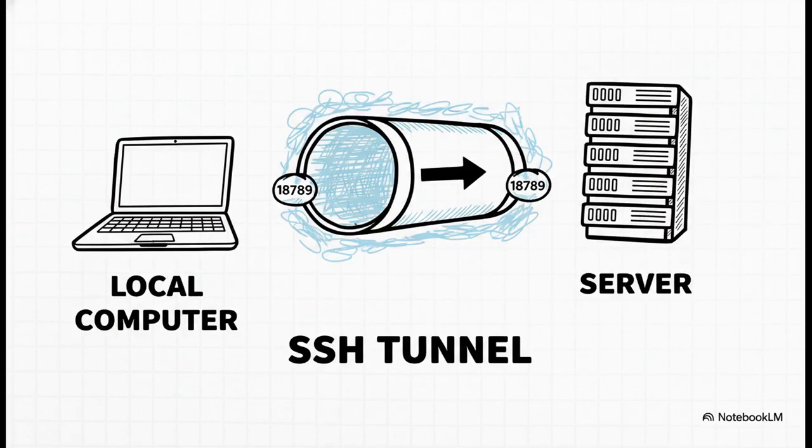Okay, listen up, because this part is absolutely critical. You need to open a brand new terminal window on your local computer, not the server, and run this command. This is what creates that secure SSH tunnel we talked about. It connects port 18789 on your machine directly and securely to port 18789 on the server. Our communication line is now officially open for business.